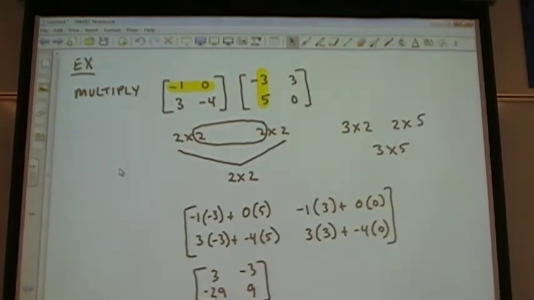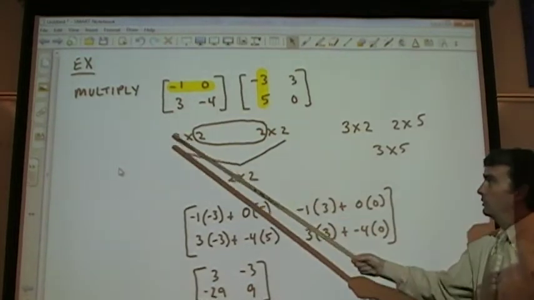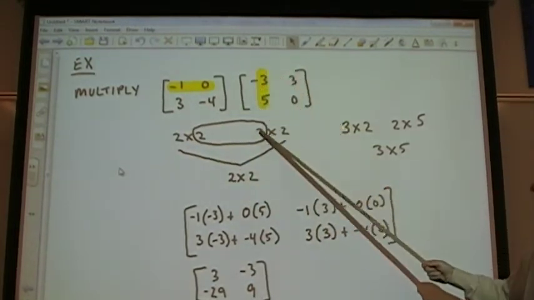When we added and subtracted matrices, we said they had to be the same type of matrix. You can only add a 2 by 2 to a 2 by 2. You can only add a 2 by 3 to a 2 by 3. Okay, in order to multiply matrices, you must have the same number of columns in the first matrix as the same number of rows in the second matrix. So this is a 2 by 2, write that out. This is a 2 by 2, write that out.